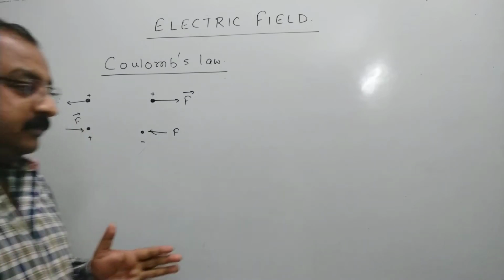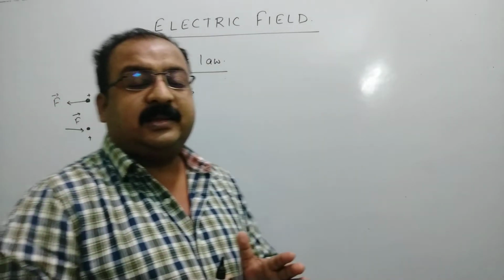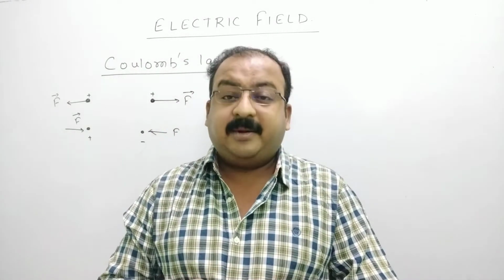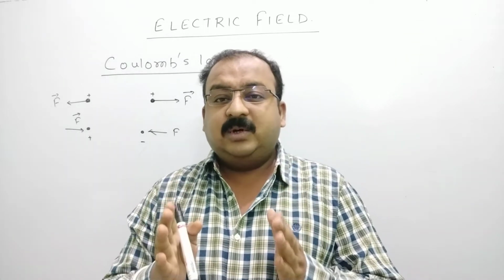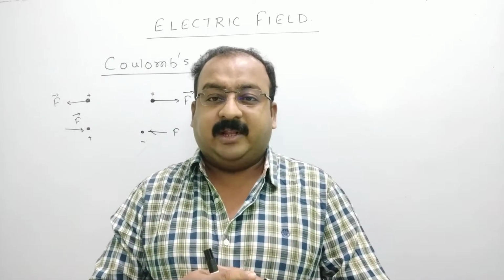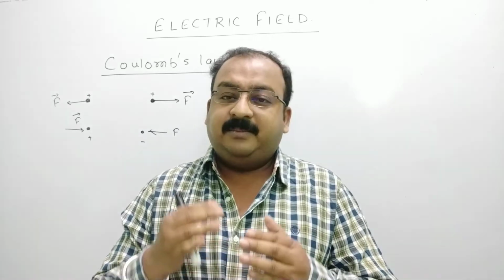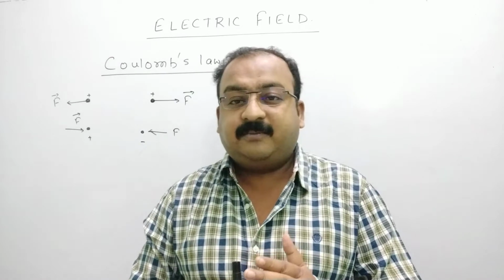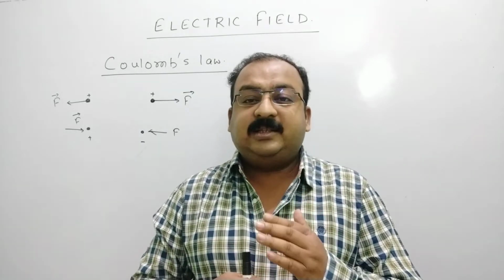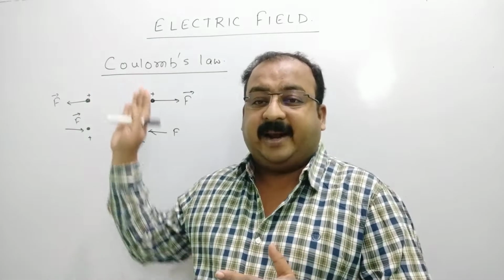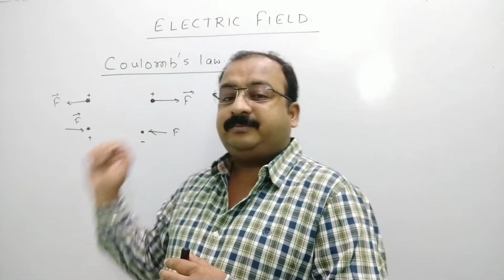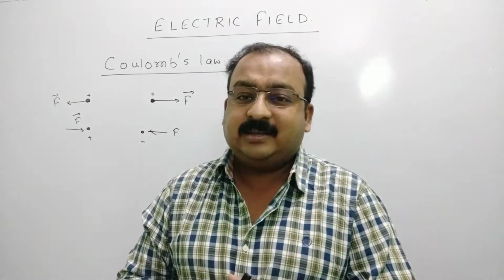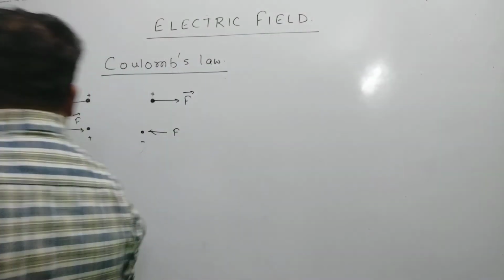So we know that when two charges are there, separated by some distance, a force of attraction or repulsion acts between them. If the charges are of the same polarity or the same nature, a force of repulsion acts between them, and when the charges are of opposite nature, a force of attraction acts between them. We can check here. And this force is inversely proportional to the square of the distance between the charges. That is what Coulomb's law says.